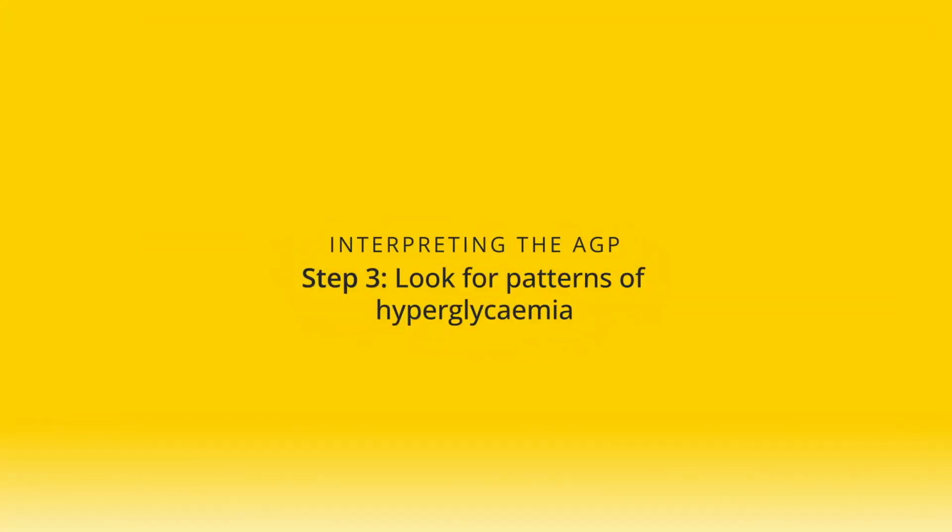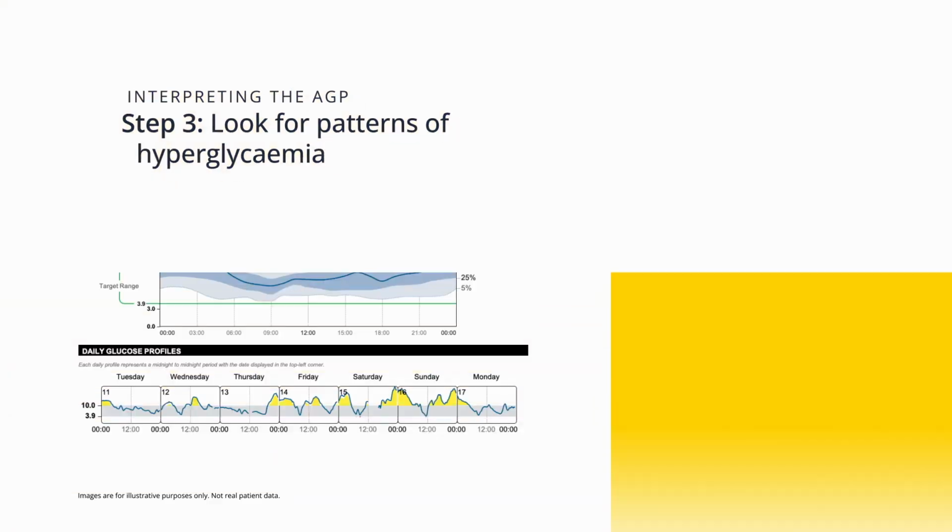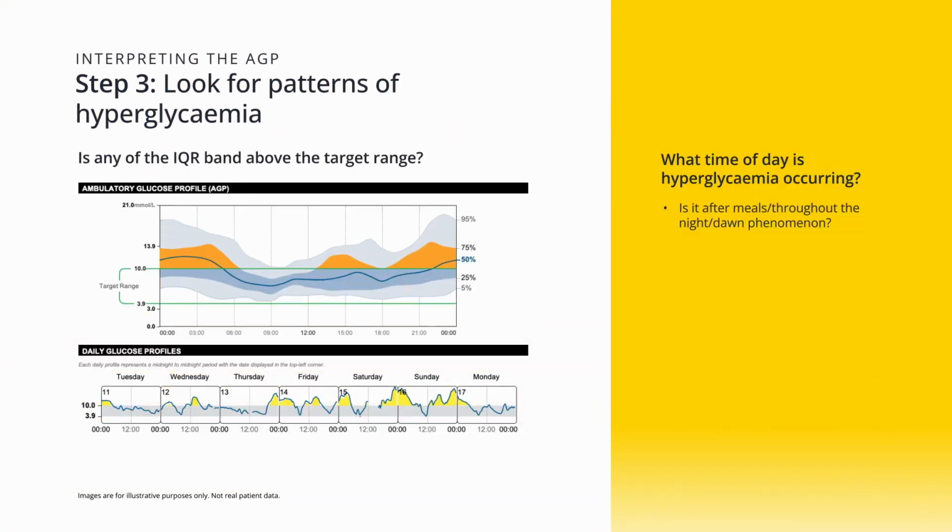General advice is that you should only address any hyperglycemia once any hypoglycemia issues are resolved. If there is no hypoglycemia, then you can move on to step 3. Identify any patterns of hyperglycemia on the AGP report. Look for times when the dark blue band is crossing the upper green target line, indicating that hyperglycemia is happening frequently at this time of day.